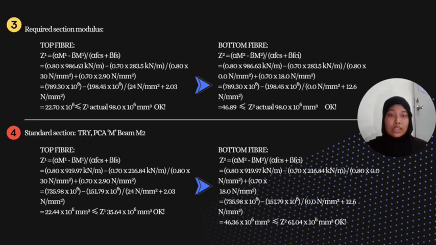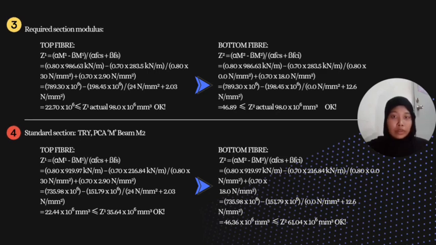Now we go through to the standard section, where we try to use PCA and beam M2, which is the top fiber. After we calculate that, we get 22.44 times 10 over 6 millimeter cube, and the answer is less than Z1 actual, which is 36.64 times 10 over 6 millimeter cube.